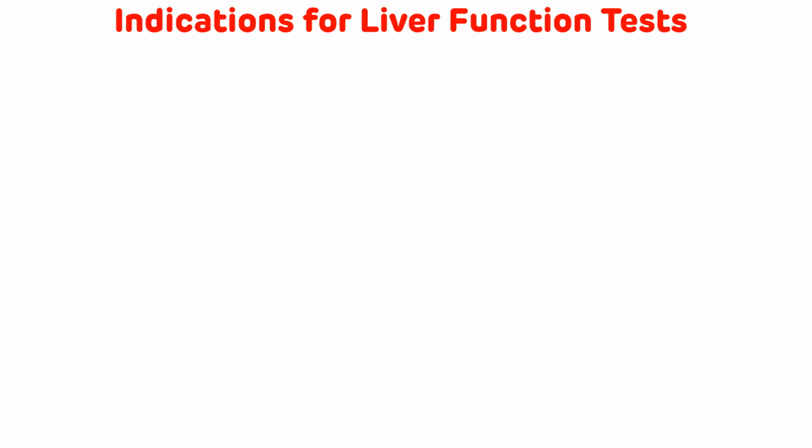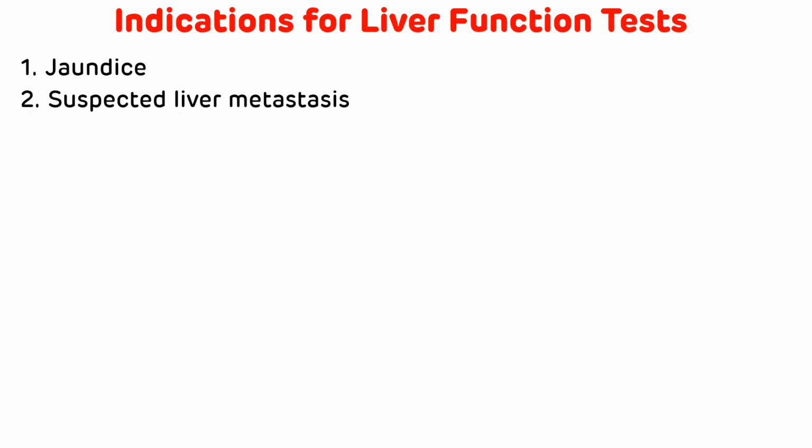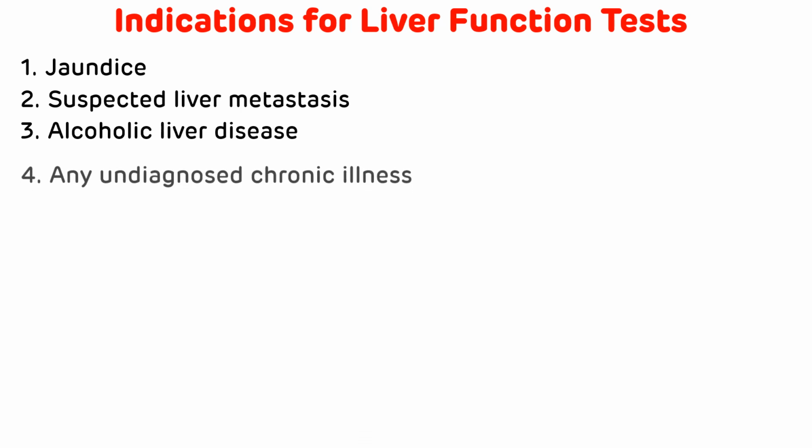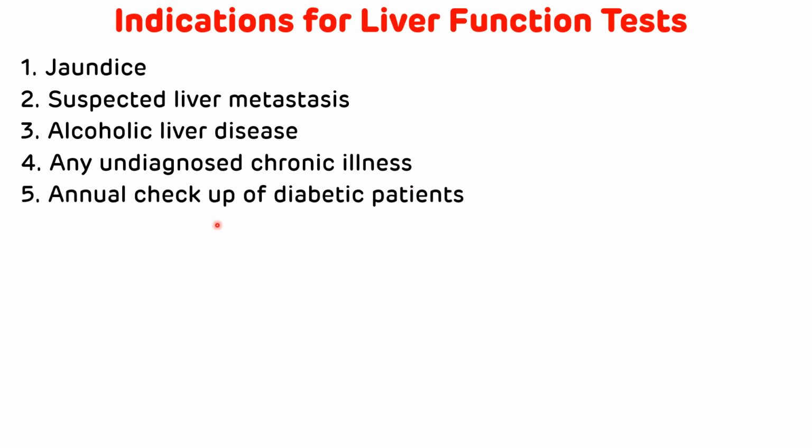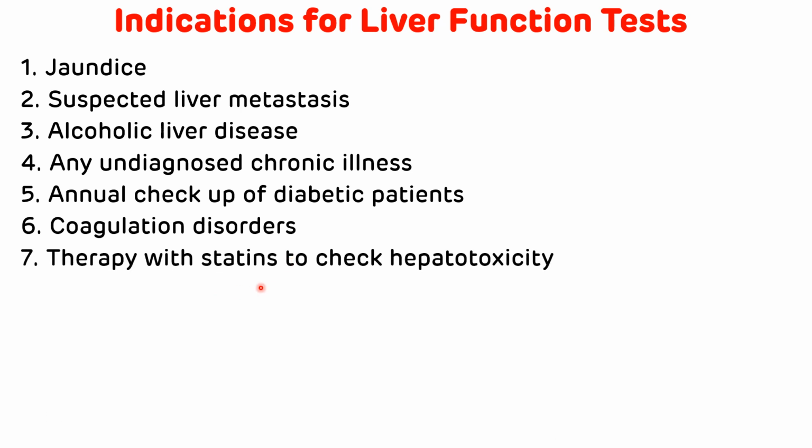Now, what are the various indications for the liver function test? The first and important indication for prescribing liver function test is the case of jaundice. Second one is suspected liver metastasis. Third one is alcoholic liver disease. Fourth one is any undiagnosed chronic illness. Fifth one is annual checkup of diabetic patients. Sixth one is coagulation disorders. And the last one is therapy with statins to check hepatotoxicity. So these are the various indications of liver function test.